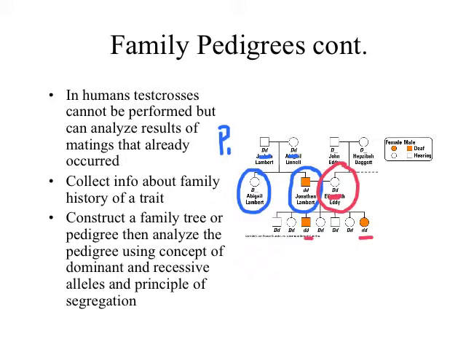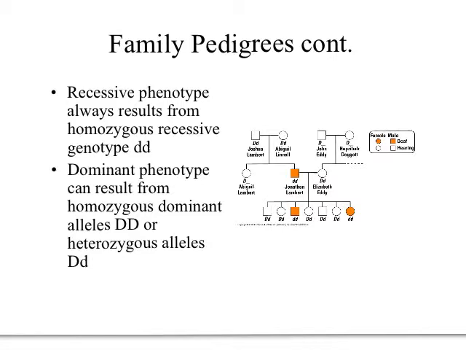Okay, so we can go back and analyze different features of our family by looking at family pedigrees and figuring out the genotype by looking at the different phenotypes and combinations from our family history. Like we said before, in order to have a recessive phenotype, you always have to have a recessive genotype. You always have to be homozygous recessive in order to see that recessive phenotype.